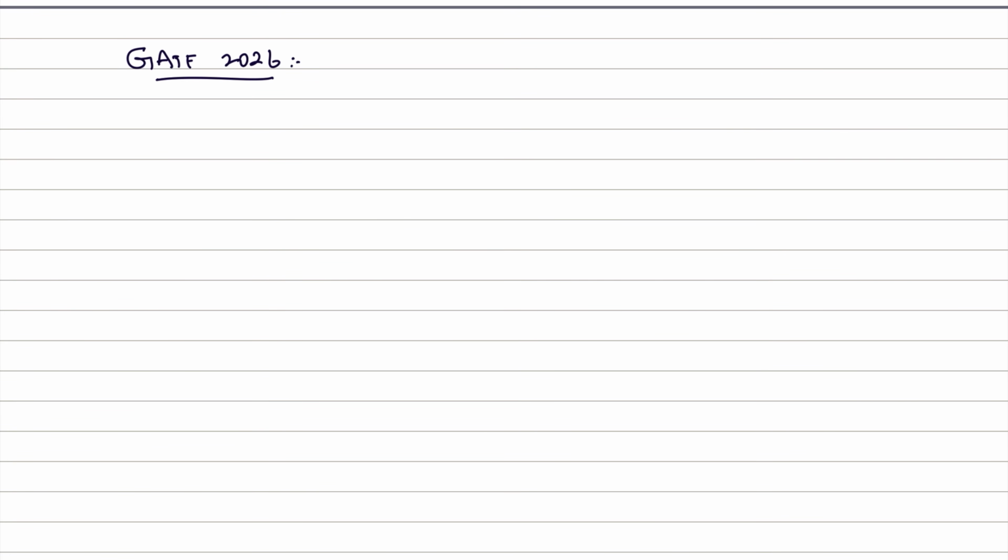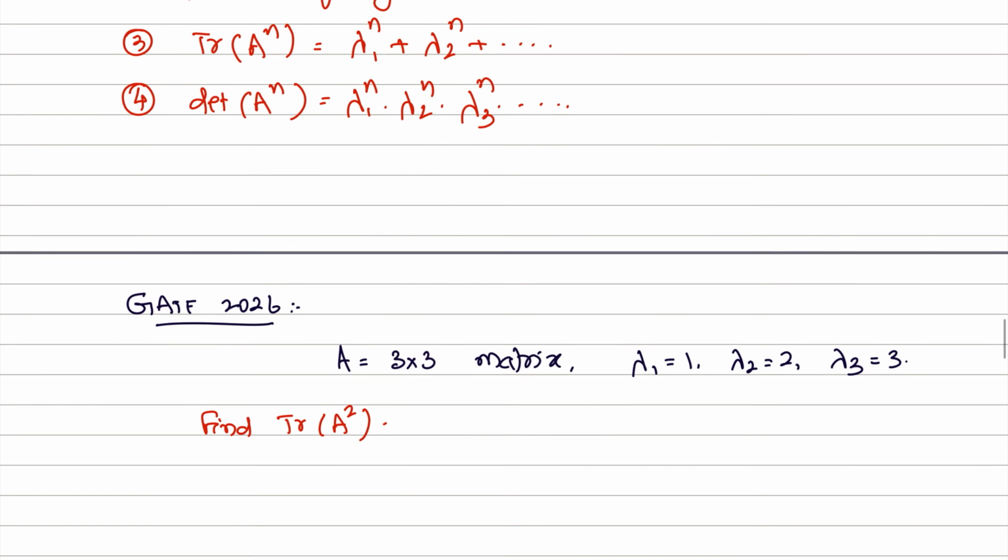For example, a matrix A is there, a 3 by 3 matrix. The eigenvalues are given as 1, 2 and 3. Lambda 1 is equal to 1, lambda 2 is equal to 2, lambda 3 is equal to 3. It is a 3 by 3 matrix. Then it is asked to find out trace of A square. What is trace of A to the power of n?